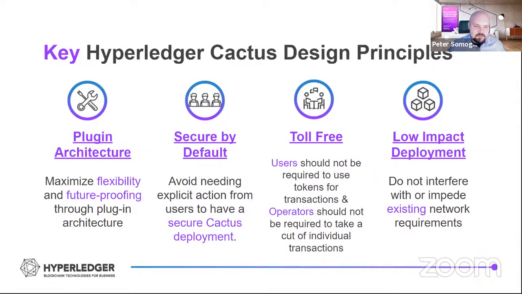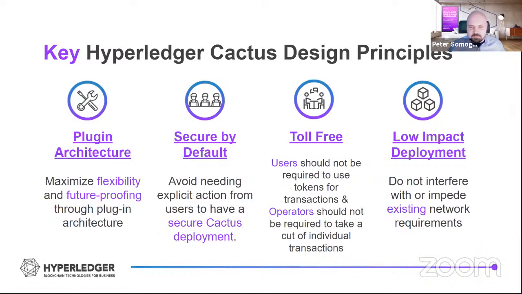And after that comes the plugin architecture, which in my personal opinion is the coolest thing. We're trying to maximize the flexibility of the framework, try to make it future-proof so that even if the DLT landscape changes over time, we can adapt instead of just being obsoleted with the older technologies that would be no longer in use. And then the other important thing to say is that it's toll free, meaning there's no built-in mechanism to charge for the usage.